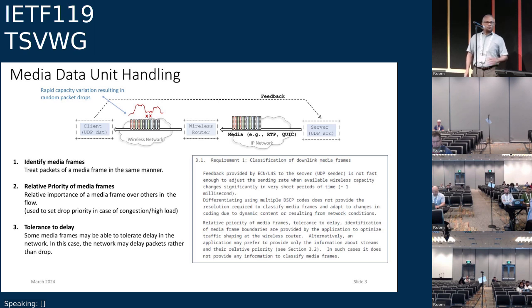And then the related requirements are the two on relative priority of the media frames. So one frame is more or less important than the other, and that can be used to determine a drop priority when congestion is high. And the last one is tolerance to delay. If a packet can tolerate more or less delay, that can help the shaper or scheduler to optimize the overall outcome. So that's the set of requirements on a per frame basis.